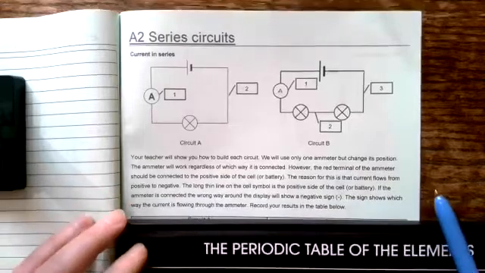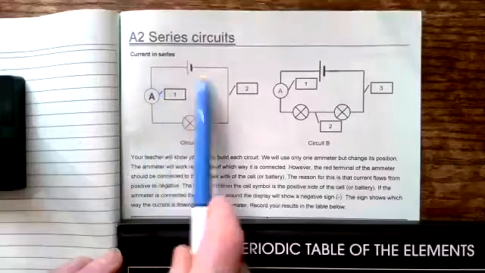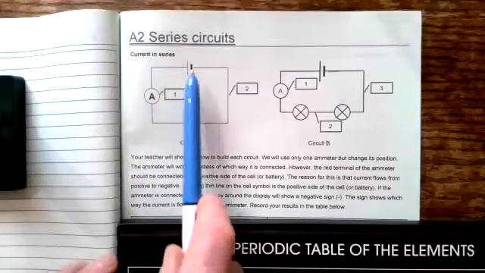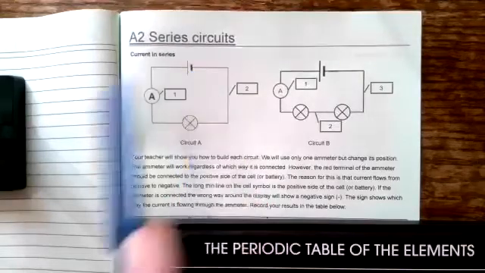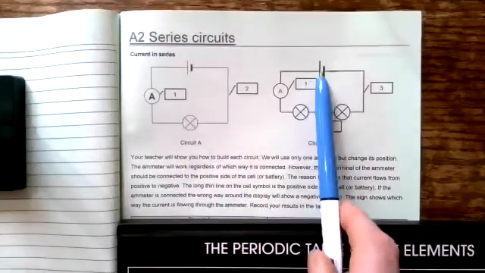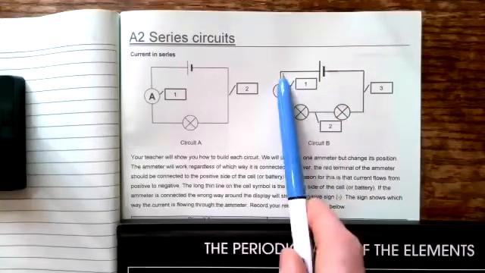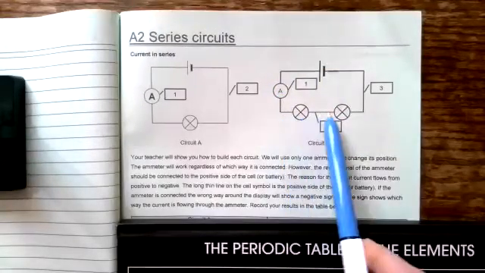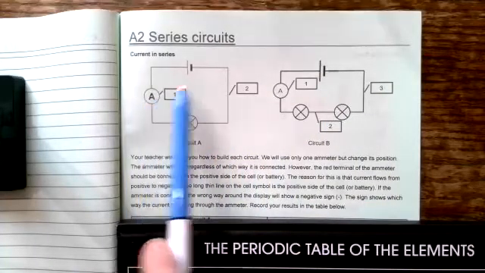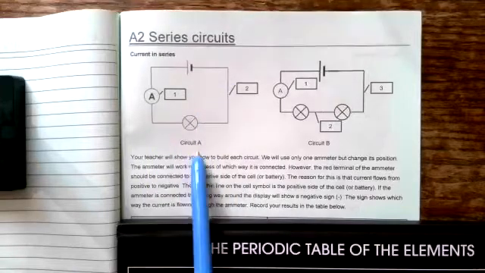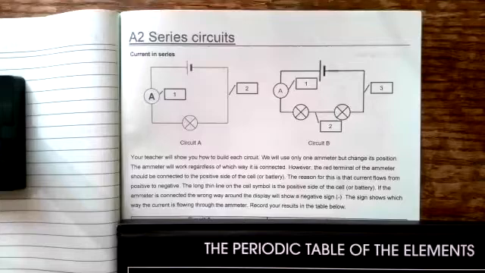The series circuit contains a cell, an ammeter. Remember, the ammeter measures the current which flows through the circuit, a bulb, and then a wire back to the cell. And then circuit B is the same circuit, except this time there are two bulbs. So series circuits have one possible route from the cell through the ammeter, through the bulb, through a second bulb, back to the cell. Okay, so in this experiment, you measure the current at the points marked 1 and 2 for circuit A, and then at the points marked 1, 2, and 3 for circuit B.